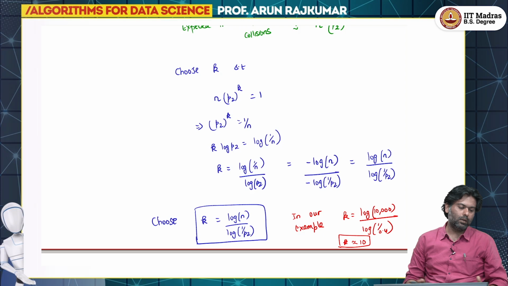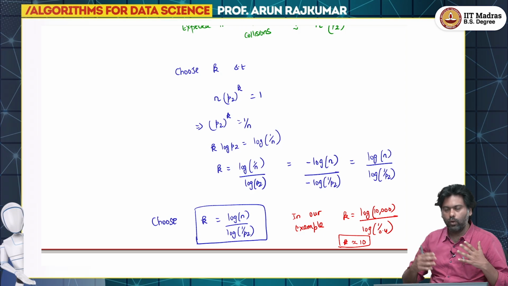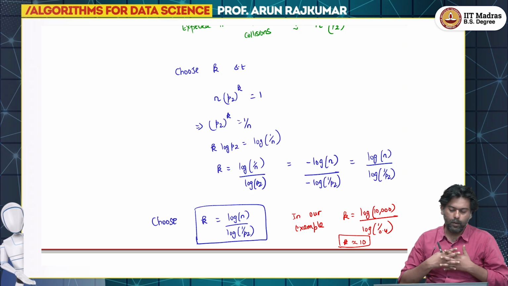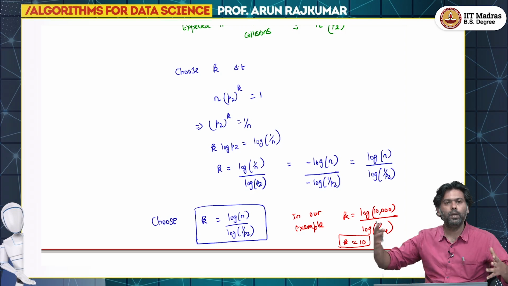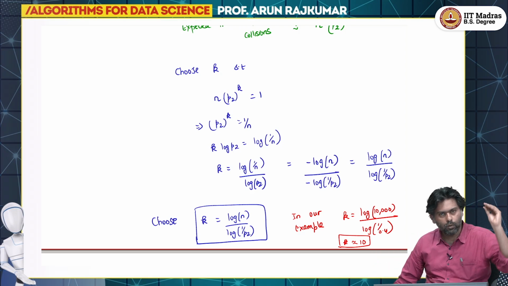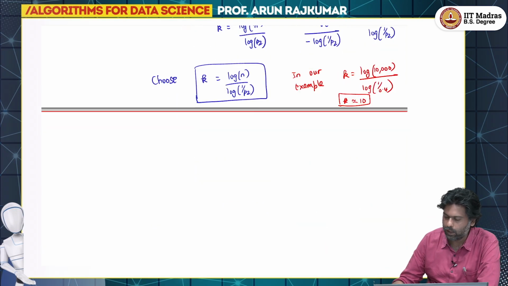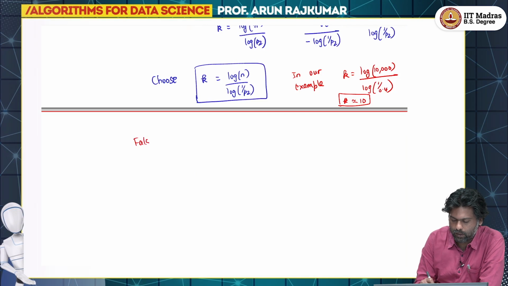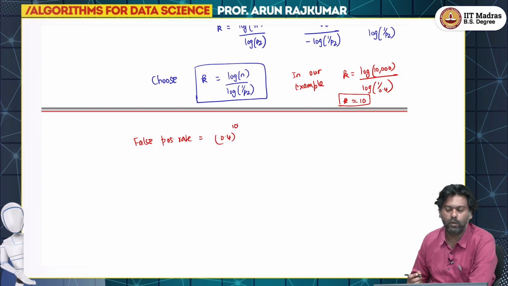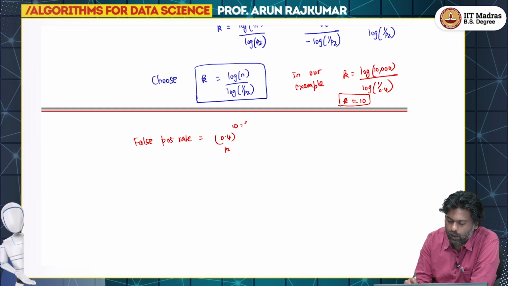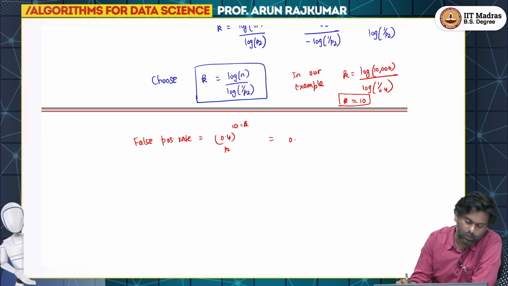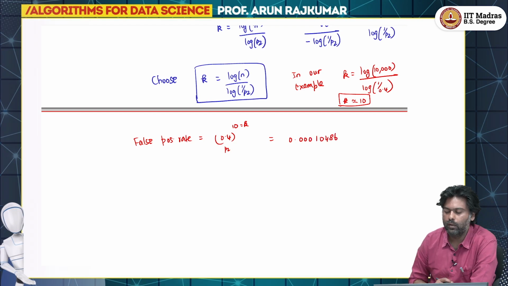Now, at this point, you should already have a question. We have repeated this, and our false positive rate goes down to a very small number. In fact, what is exactly the false positive rate? Well, for our example it is going to be 0.4 to the power 10, where 0.4 is P2 and 10 is k. That is something like 0.000104886.